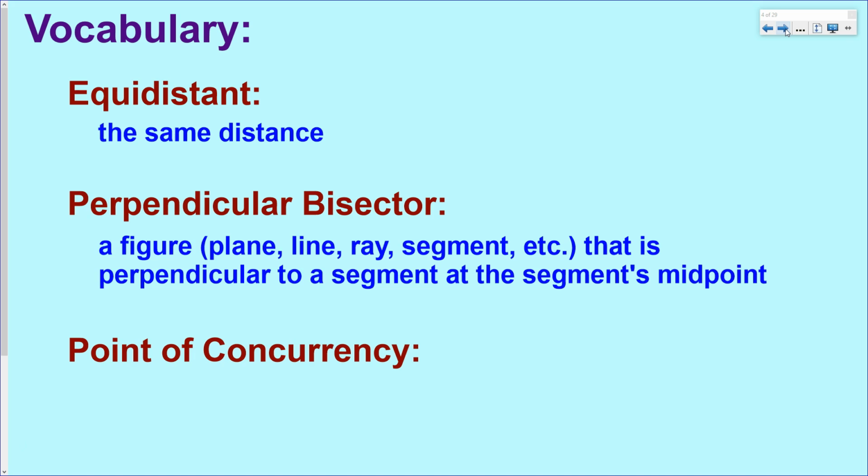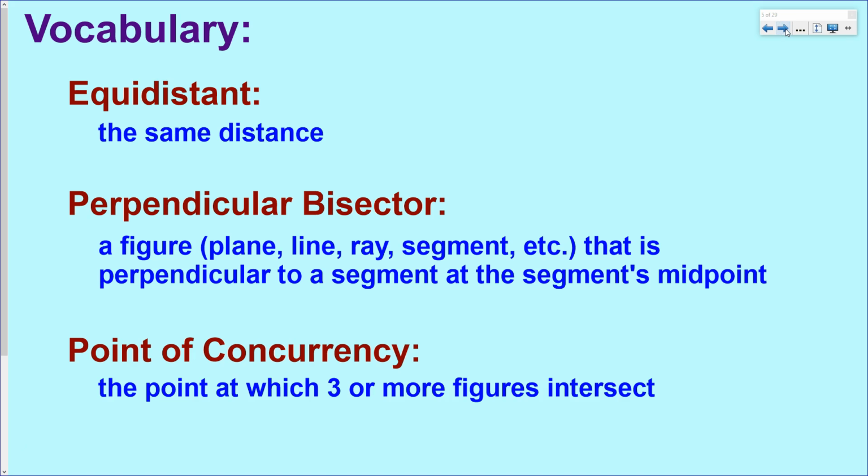So it has to be both perpendicular and bisect the segment. And then lastly, a point of concurrency. We've talked about an intersection. Well, a point of concurrency is just like a mega intersection where there are three or more things intersecting at a concurrent point.